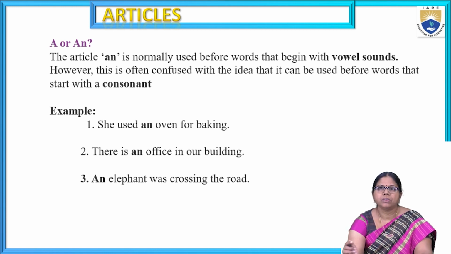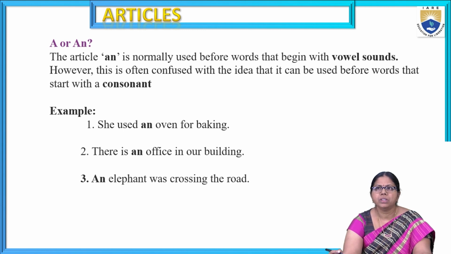Now let us go with the usage of these articles. First, we go with the usage of an. In what situations do we use an? The article an is normally used before words that begin with vowel sounds. However, there is often confusion with the idea that it can be used before words that start with a consonant. See the example. Here the article an is normally used before nouns which start with vowel sounds.